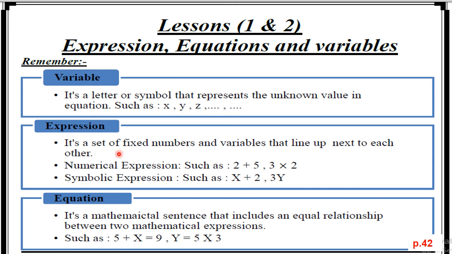An expression is a set of fixed numbers and variables that line up next to each other. Here we have two types of expressions. The first one is a numerical expression, such as 2 plus 5 or 3 times 2. Here we have a number, an operation, and another number, which means a numerical expression. And in a symbolic expression, we have x plus 2 or 3y, and 3y means 3 multiplied by y. Here we have a variable, which is x or y, an operation, like here plus and here multiply, and a number, which is here 2 and here 3.